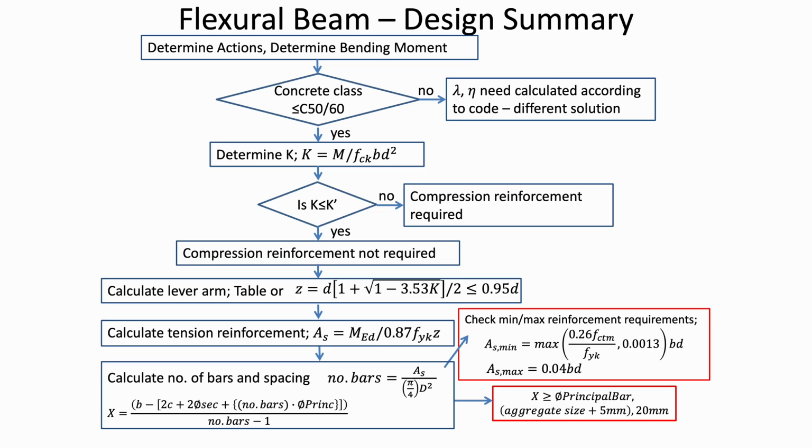Finally, we convert the steel area into a practical bar layout. Select the number and size of bars, check the spacing requirements, and ensure the arrangement fits within the available width while meeting the detailing rules, such as minimum clear spacing based on aggregate size. This flowchart provides a complete roadmap, and we'll now apply it step by step in the worked example.